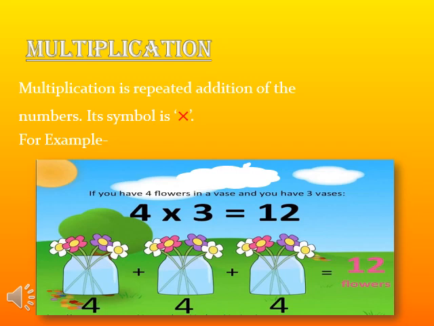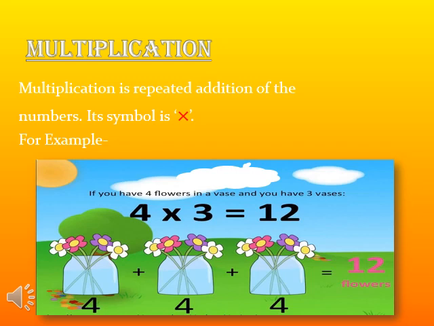Means 4 plus 4 plus 4 will get 12. It means 3 vases have 12 flowers. But children, in spite of adding again and again, to get the total number of flowers, we can multiply the number of flowers in each vase by number of vases. It means 4 into 3.